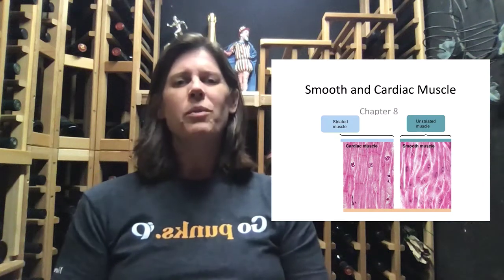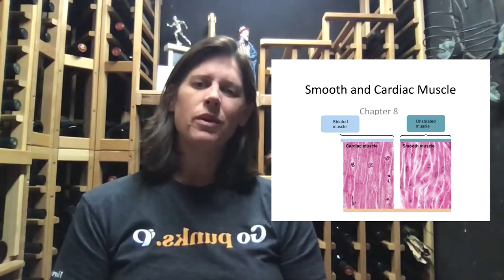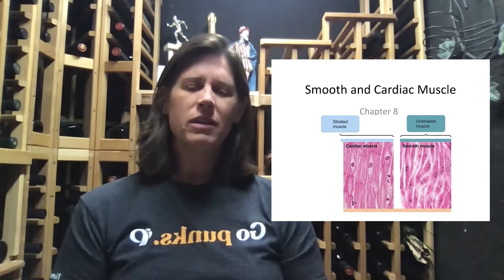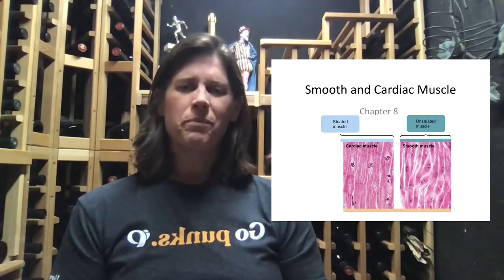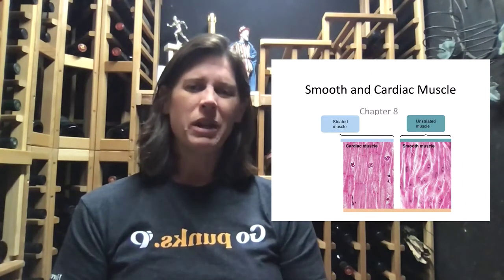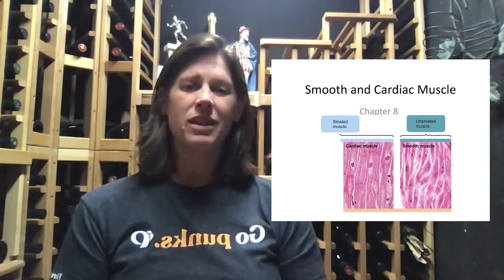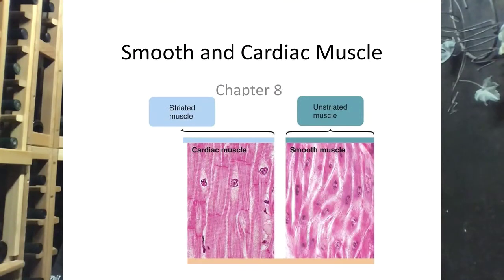Okay, everybody, we're going to finish up our talk on muscle by finishing up with the two other types of muscle, which is called smooth muscle and cardiac muscle. You've learned a lot about skeletal muscle, and you're going to see some similarities and differences within these two types of muscle. So let me blow this up for you a little bit.